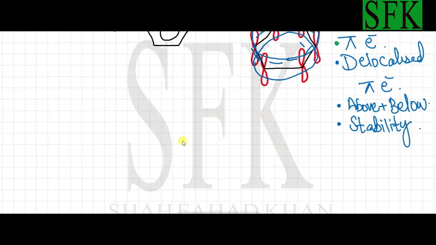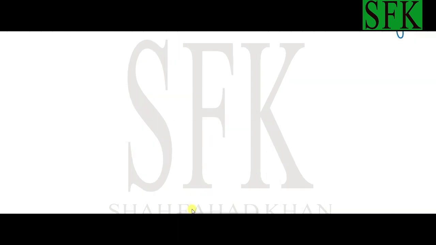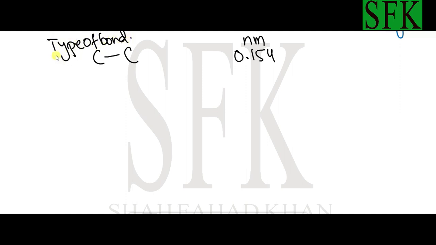Now, let's compare the bond lengths of carbon-carbon bonds. The carbon-carbon single bond has a bond length of 0.154. Over here, the bond lengths are given in nanometers, and these are the types of bonds. I'm writing the type of bond over here, and the bond length in nanometers on the other side. Carbon-carbon single bond is 0.154 nanometer in an alkane.